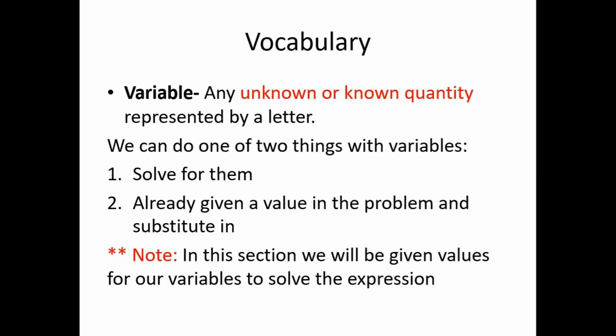So in this lesson, we have two vocabulary words. One is variable, which is any unknown or known quantity represented by a letter. And normally, you're going to see a variable with an x, y, or z, but it can be anything. It can be anything that you represent it as long as it's not another number.